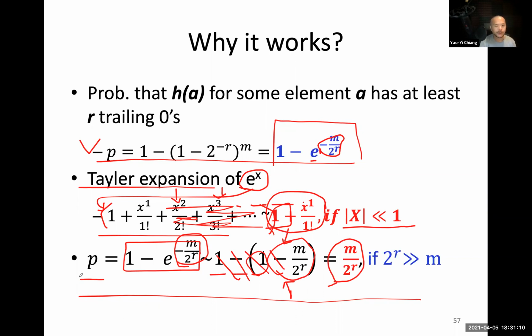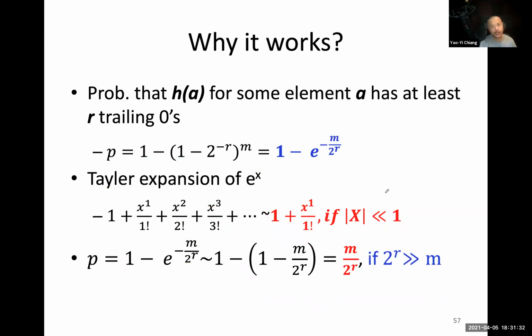So eventually we derived that your probability equals m over 2 to the power of r if 2 to the power of r is much larger than m. Why? Well, because this approximation only works if x is very small. And what is our x? Our x is this term. For this to be very small, your 2 to the power of r needs to be much larger than m.